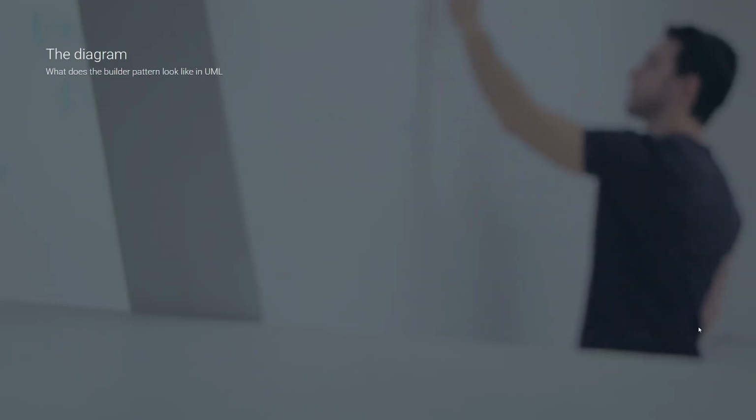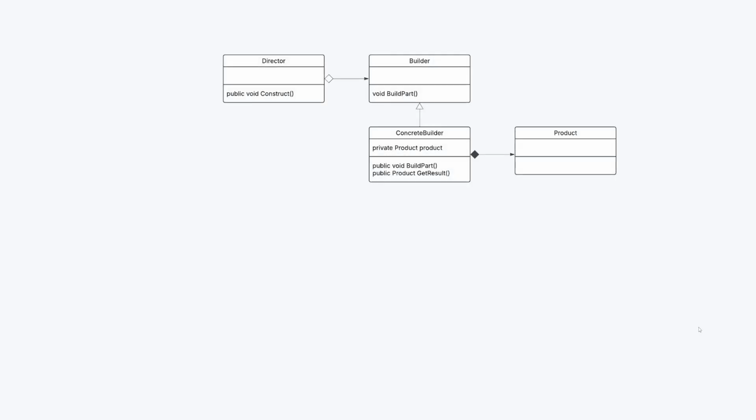Now we are going to look at the diagram. So what does the builder pattern look like in UML, Unified Modeling Language? The concrete builder inherits the abstract builder interface or abstract class. And the director class has an abstract builder. And the concrete builder has a product. This is basically what the design looks like.